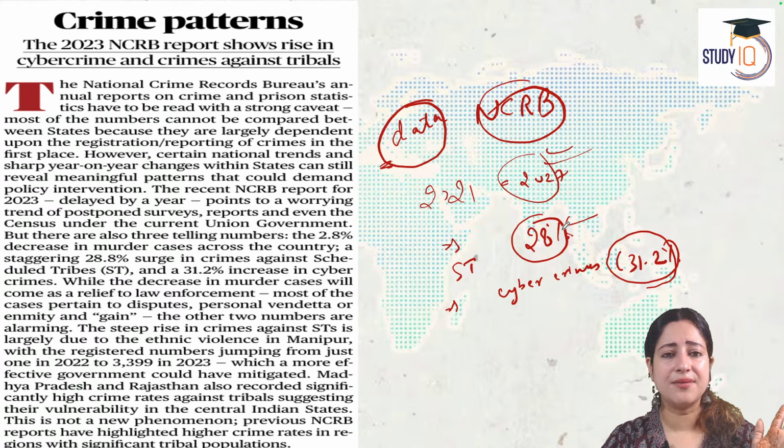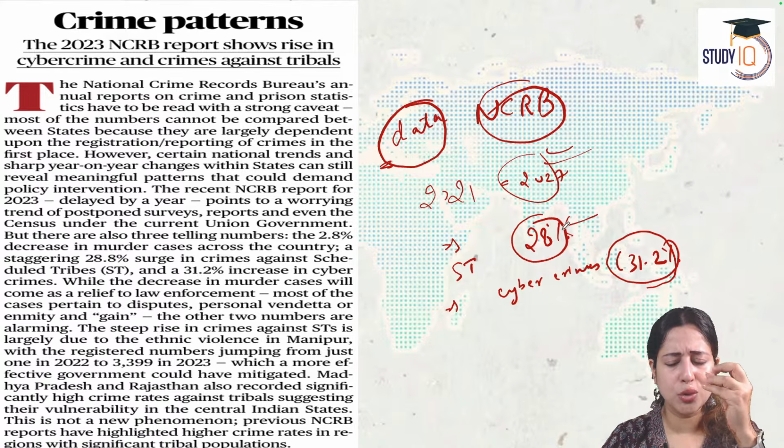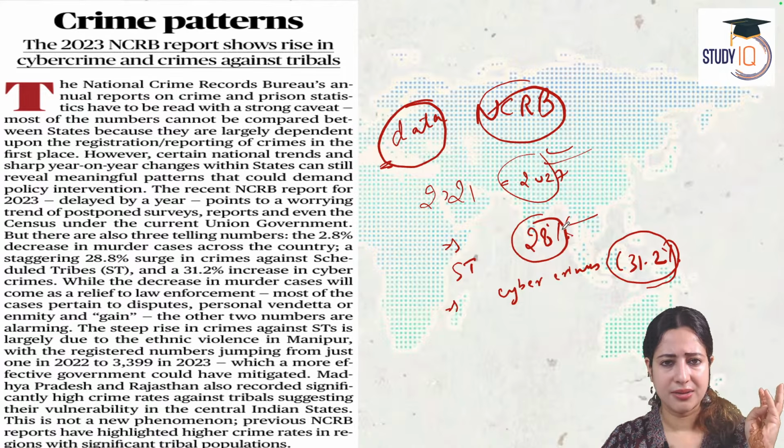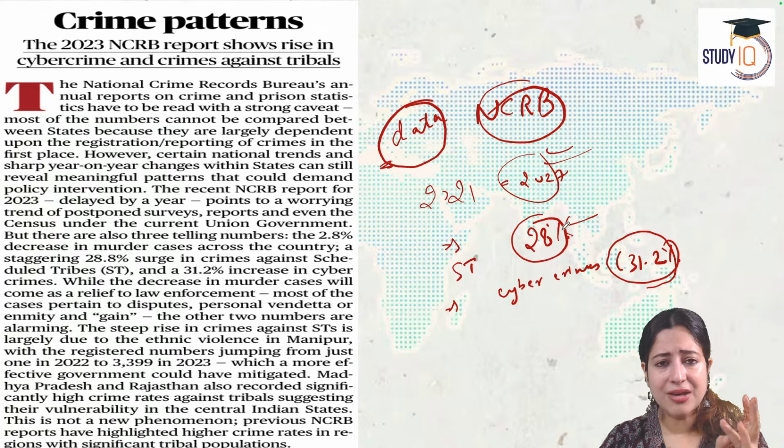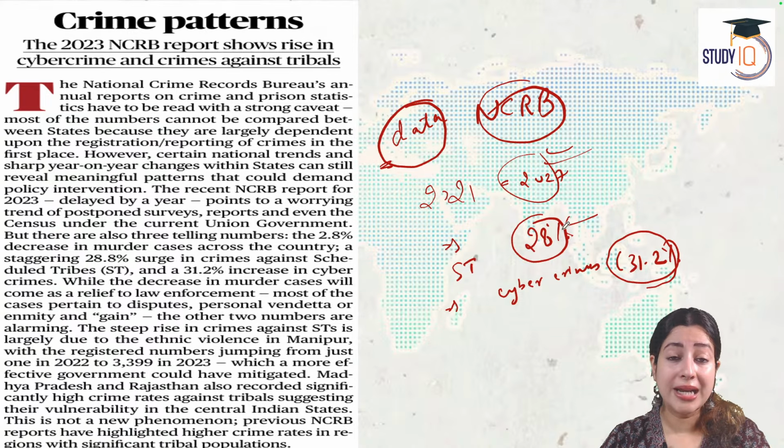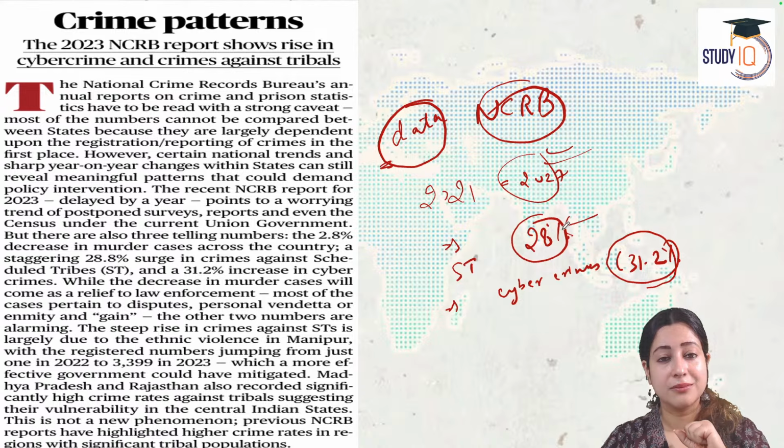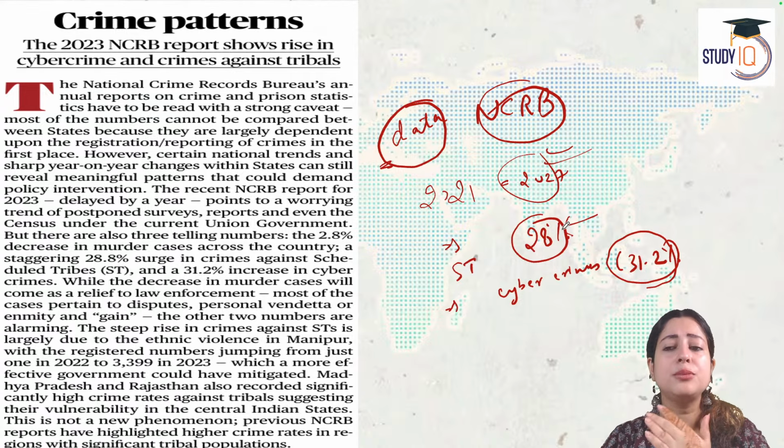Why have cyber crimes increased? Because of late there are too many crimes regarding UPI, regarding e-wallet. Online digital arrest is happening. OTP based crimes are happening. All these have also become too high.